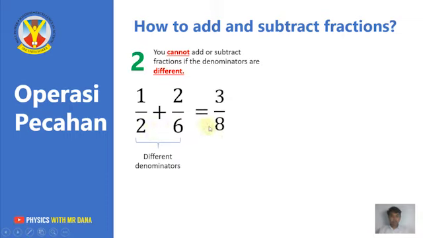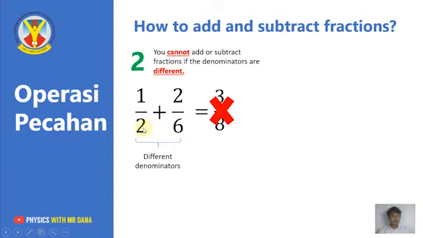You cannot add them like this. 2 plus 6 equals 8. 1 plus 2 equals 3. You cannot do like that. That's wrong. So what you need to do is this. You need to make both of denominators become the same. You need to make 2 and 6 become the same. So how you do that? You need to think, apakah 2 dan 6 ini punya hubungan? Apakah 2 bisa menjadi 6 atau apakah 6 bisa jadi 2? You need to think like that.